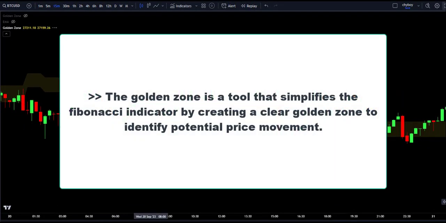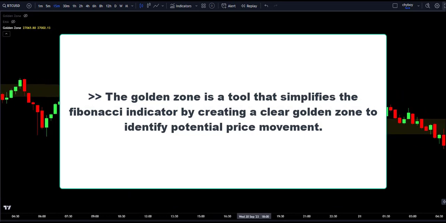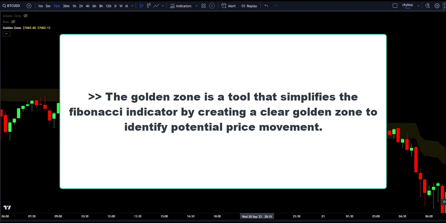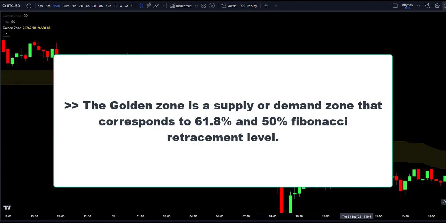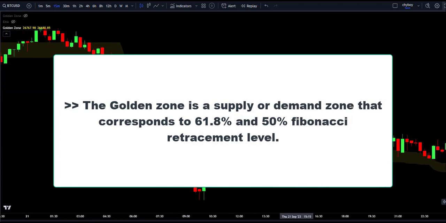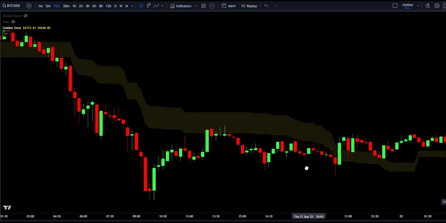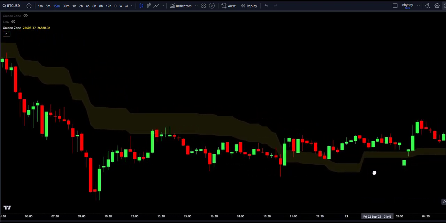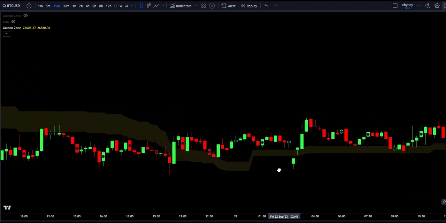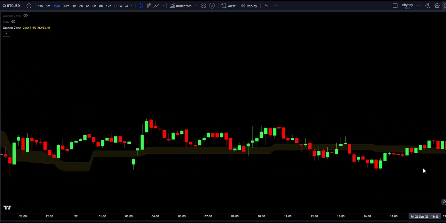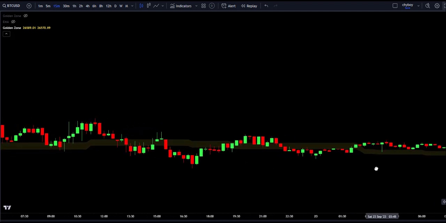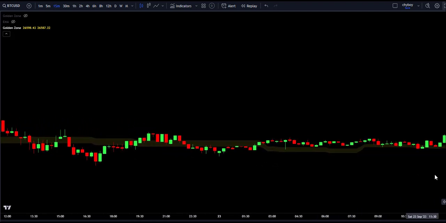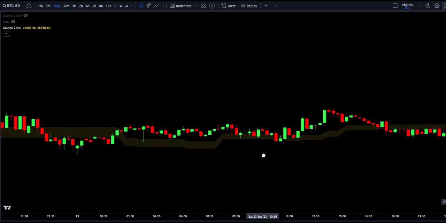The Golden Zone indicator is a tool that simplifies the Fibonacci indicator by creating a clear golden zone to identify potential future price movements. The Golden Zone is a supply or demand zone that corresponds to the 61.8% and 50% Fibonacci retracement levels. The script plots the Fibonacci levels in the background, enabling traders to identify potential support and resistance levels quickly. The Golden Zone is highlighted with a yellow filled area, making it easy to spot on the chart. Traders use this zone to identify areas where the stock price may react, either bouncing off the support level or encountering resistance at the resistance level.